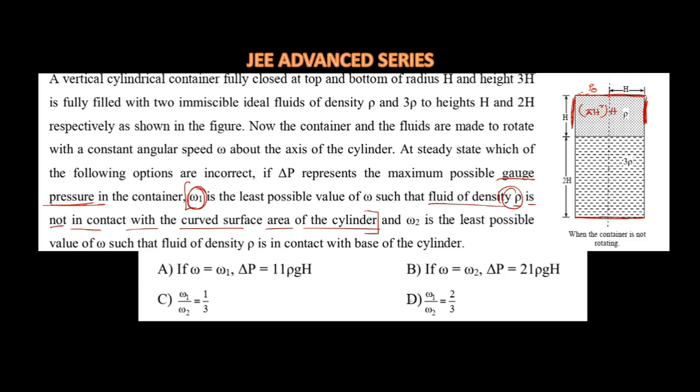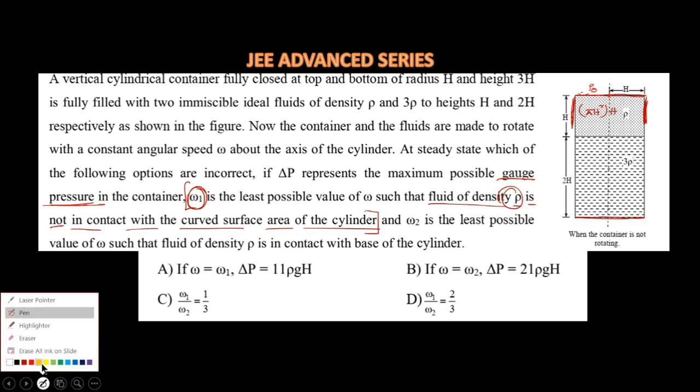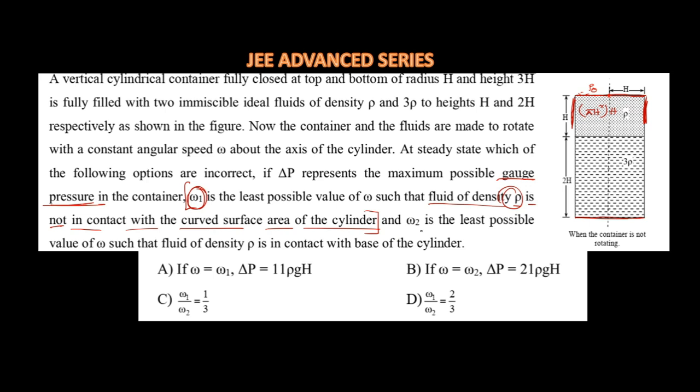Let us go with omega 2. Okay, this will be a little interesting. Maybe the video is a little lengthy, but definitely you will learn something from this. Omega 2 is the angular velocity for the least possible omega such that fluid of density rho is in contact with the base of the cylinder. So this rho liquid has to touch the base.